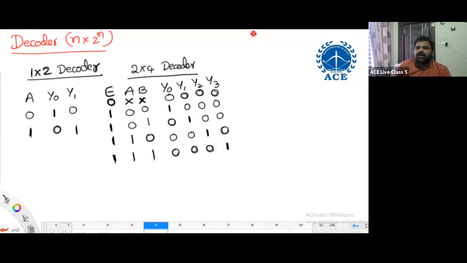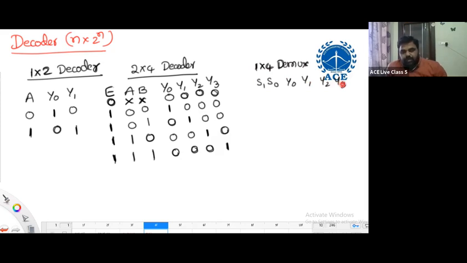Now let us understand demultiplexer functionality, because we are saying that there is similarity between demultiplexer and decoder. Let us understand that similarity first, then we see how it can be implemented. Now let me write that 1 to 4 demux. What is it here? One input, four output lines. Two select lines S1, S0, four outputs Y0, Y1, Y2, Y3.